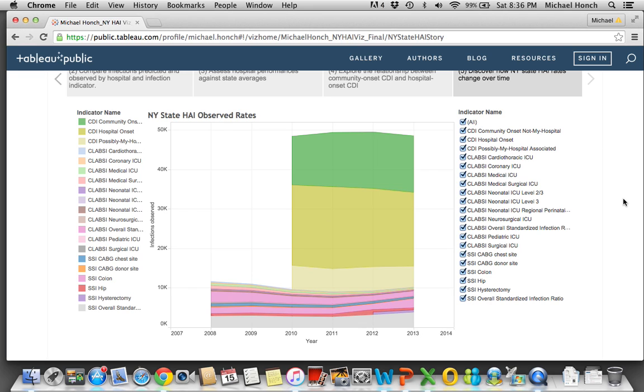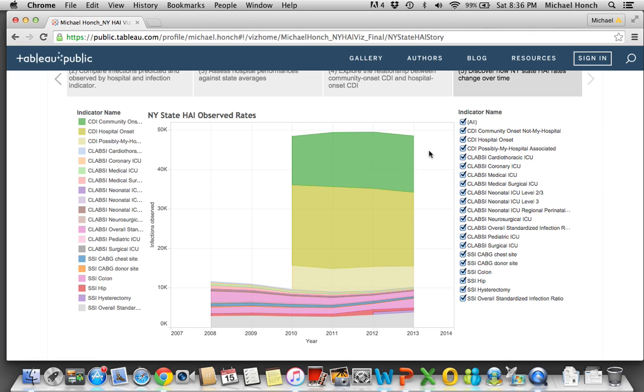Okay, the last visualization that I explored here was an area chart. And this gives all HAI rates observed over time. And we can see here, this sort of plays in with the line graph, which tells us that that huge jump that happened in 2010 wasn't because of some infectious disease outbreak in New York State, but because the CDI indicators were added. And what I like most about this particular view here is the tooltip feature really allows a user to trace over time.